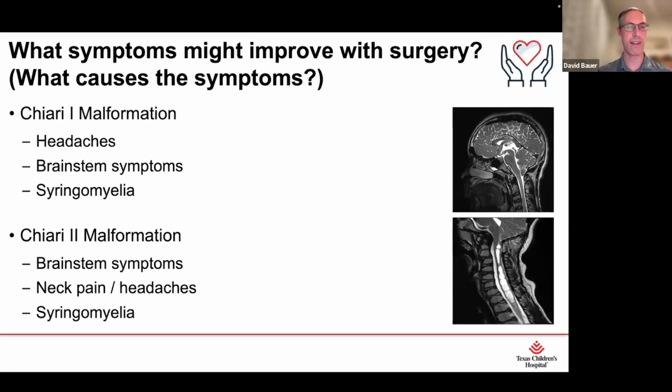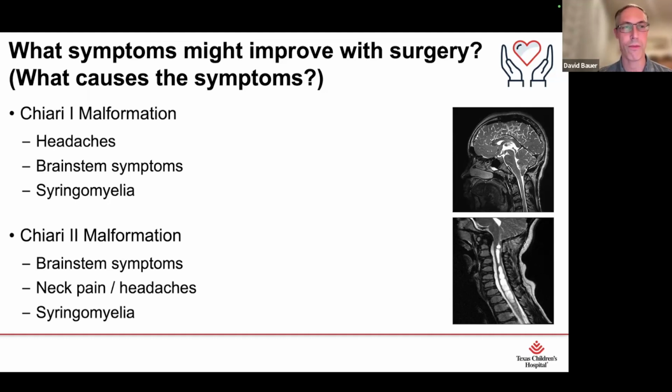So what symptoms might improve with surgery? And what causes the symptoms? There are some classic symptoms that we see when we look at studies published on Chiari malformation. These are typically surgeons that have treated patients with Chiari and the patients have gotten better. And the surgeons say, hey, these symptoms have gotten better.